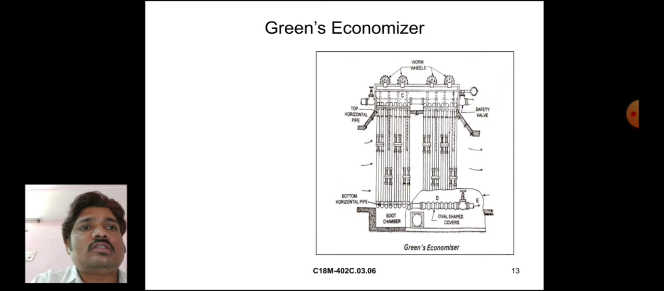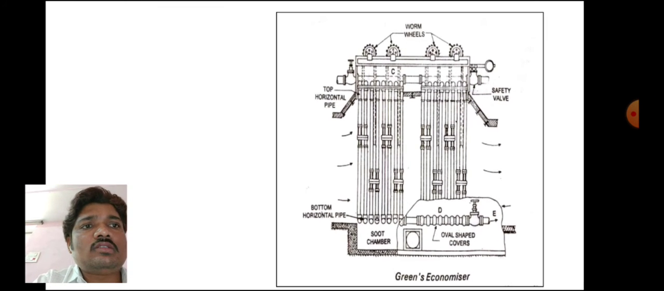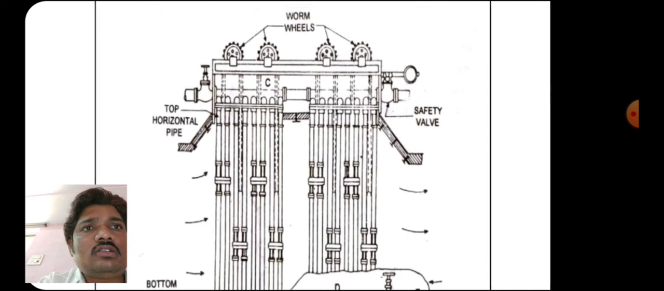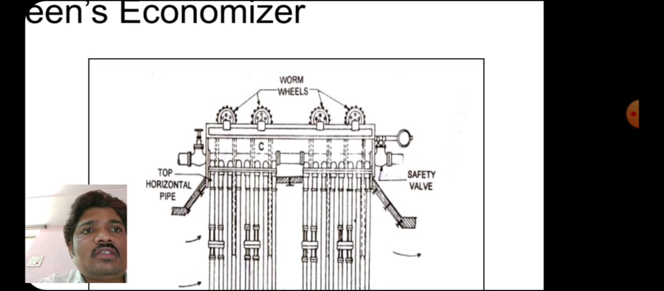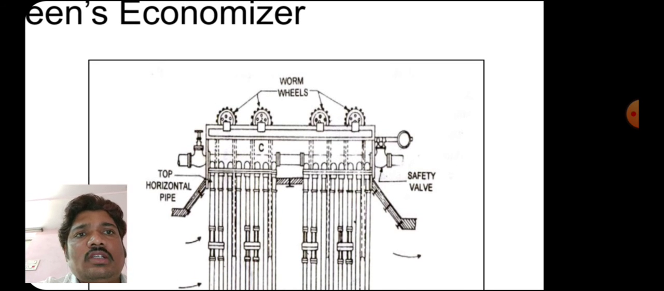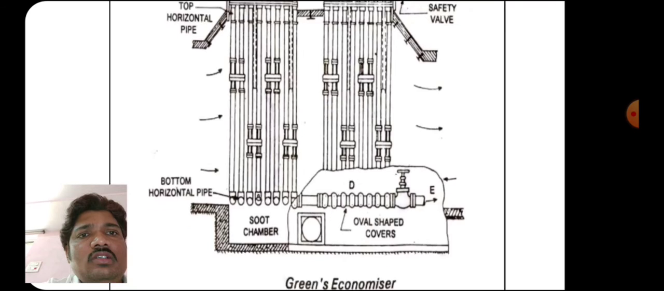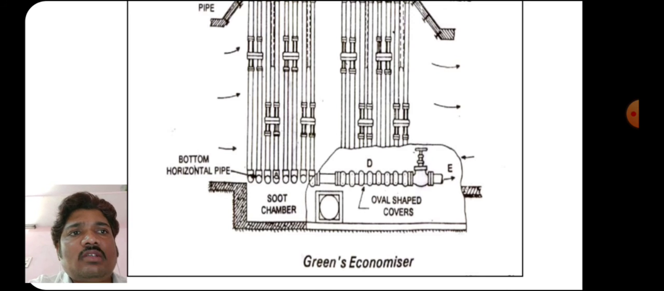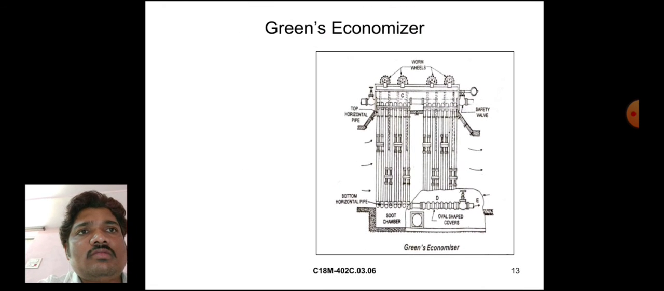Green economizer. Worm wheels, safety valves, top horizontal pipe. These components are there in the green economizer. Oval shaped covers, chute chamber, bottom horizontal pipe. Green economizer as shown in this figure.